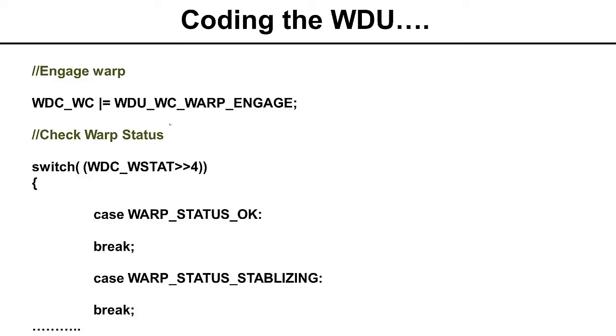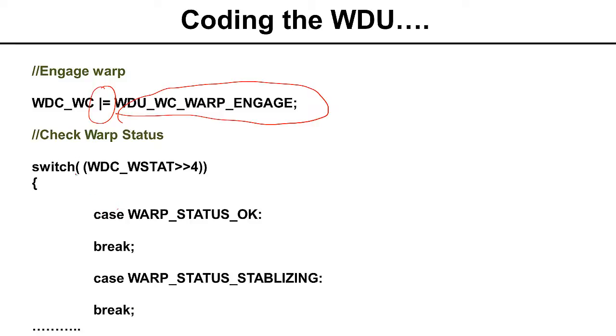Now, lastly, we want to engage warp. Well, we use the warp engage bit, so we do the OR. And later on, we might want to look at the warp condition code. And notice I do something like this. I can right shift. If you remember before, the upper 4 bits of the WStat register were used for the status. So I'm going to shift them down by 4 so we get numbers between 0 and 15. And then here I just used a case statement to look at the different values.